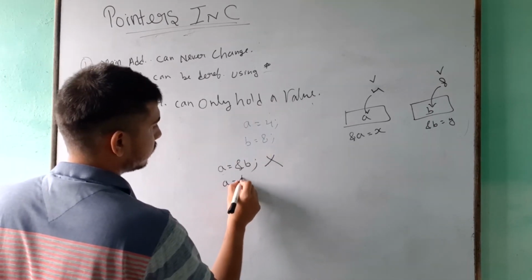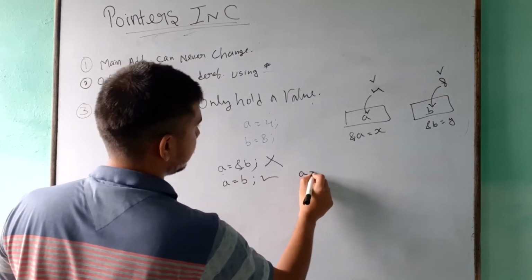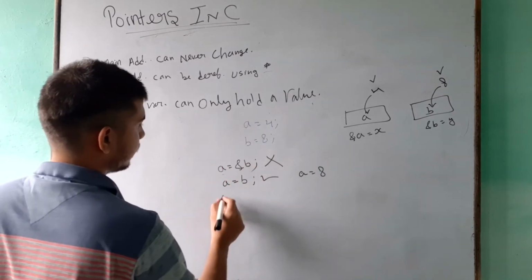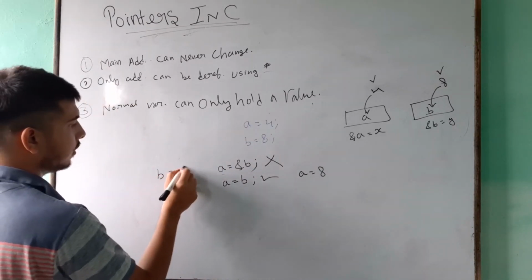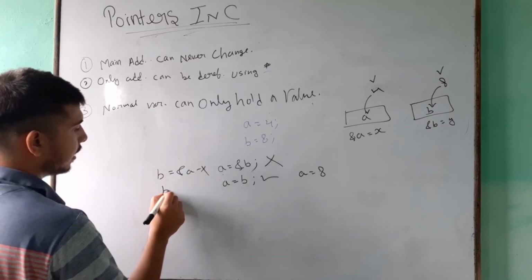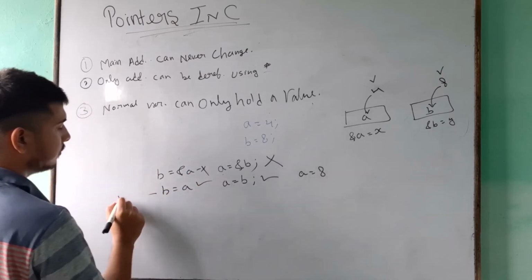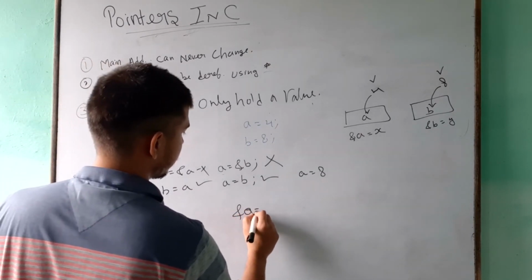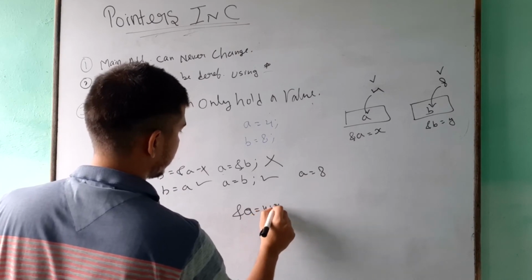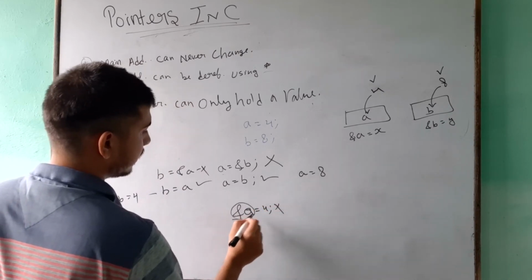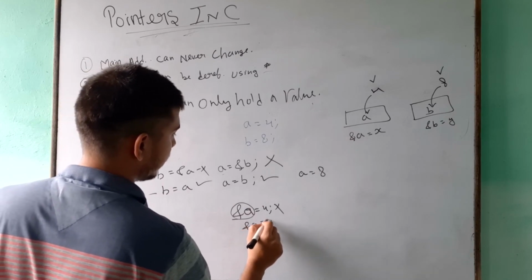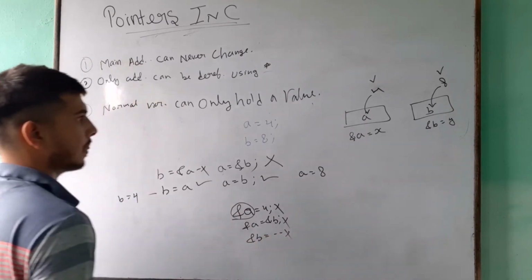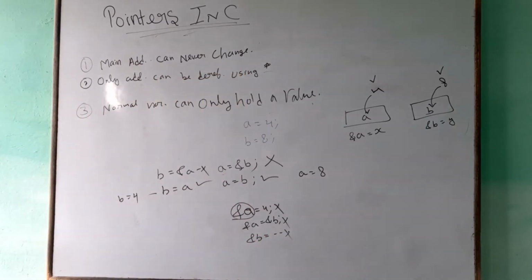If I am writing a equals b, it is correct, and the value of a will become 8. Vice versa also: if I am writing b equals address of a, it will give me an error, and if I am writing b equals a, it is okay, and b will become 4. Now if I am writing address of a equals 4, error, because the main address can never be changed. Address of a equals address of b, error. Address of b equals anything, error. The main address can never change.